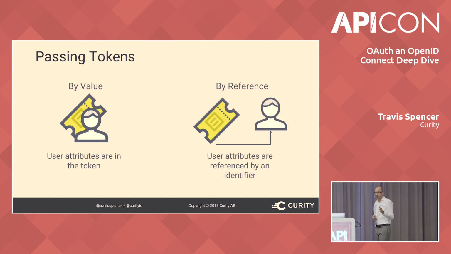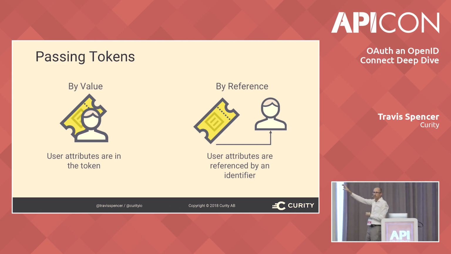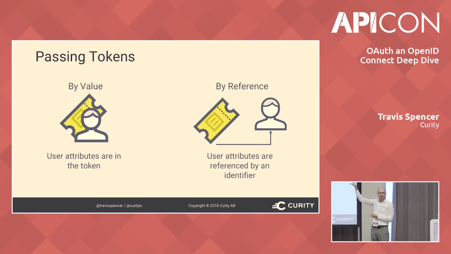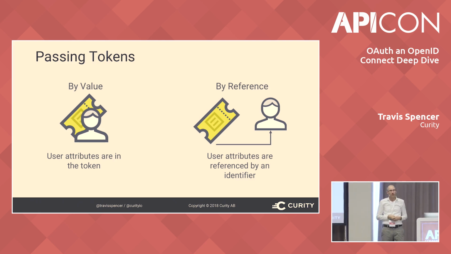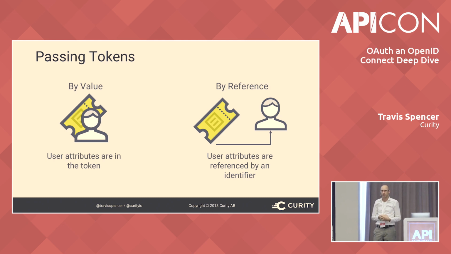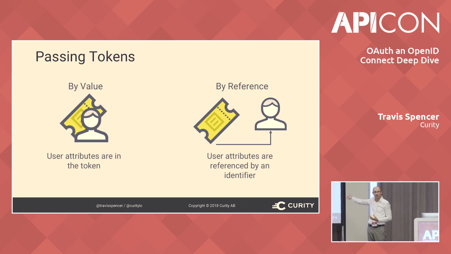So to answer your question of how could you actually identify the issuer, well, it depends. If it's by value, then the issuer information is going to be in there, and you're going to be able to cryptographically prove it by verifying some sort of signature. Or if it's by reference, you're going to have to call out to the OAuth server and say, hello, did you make this or not?